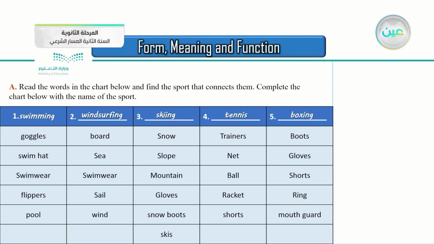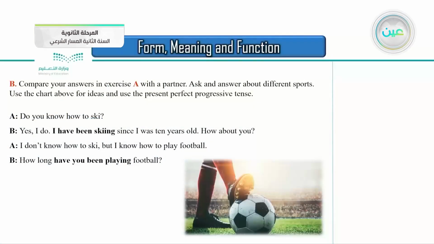So the answer here, of course, is boxing. So boxing, they fight each other in a ring. Continuing here with exercise B, compare your answers in exercise A with a partner. Ask and answer about different sports. Use the chart above for ideas and use the present perfect progressive tense.